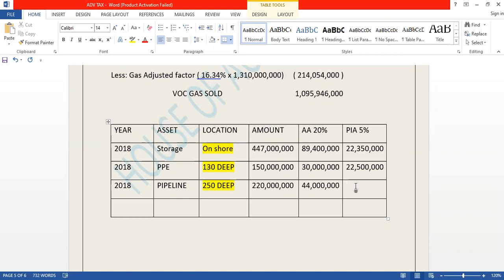44 million. That gives us 44 million. Now let's total our annual allowance together and our petroleum investment allowance together. So 8, 9, 30, 44. So if we sum them together, what do we get?